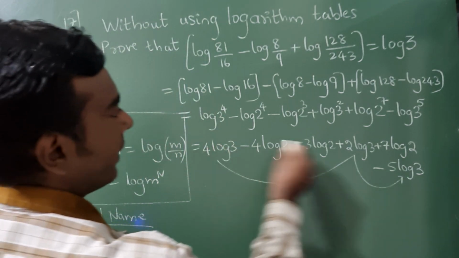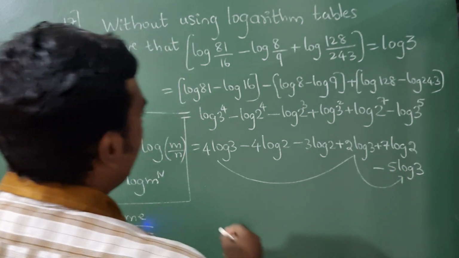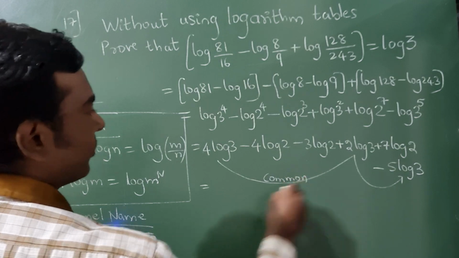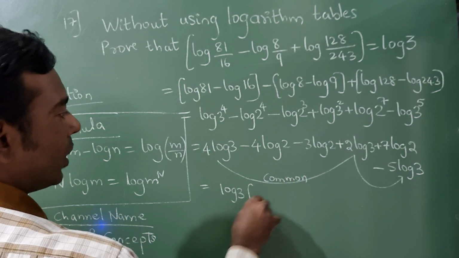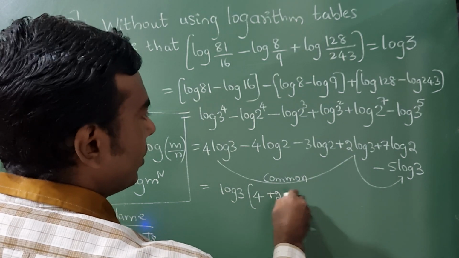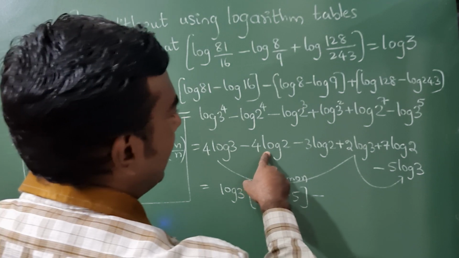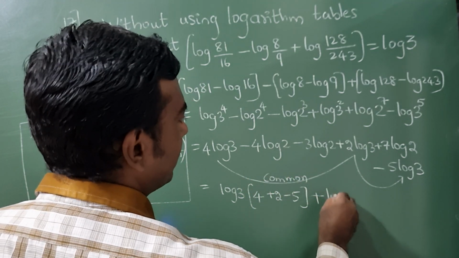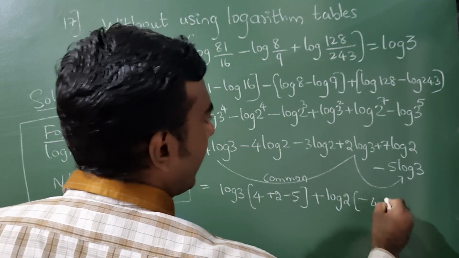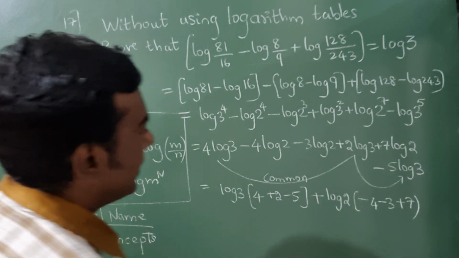Here it is 4, here it is 2. 4 plus 2 is how much? 6. 6 minus 5, or else what I'll do, I'll take a common. I'll take log 3 as a common. So here it is 4, here plus 2 minus 5, and here I'm going to take log 2 as a common. What is remaining here? Minus 4, minus 3 and plus 7. Is that clear?